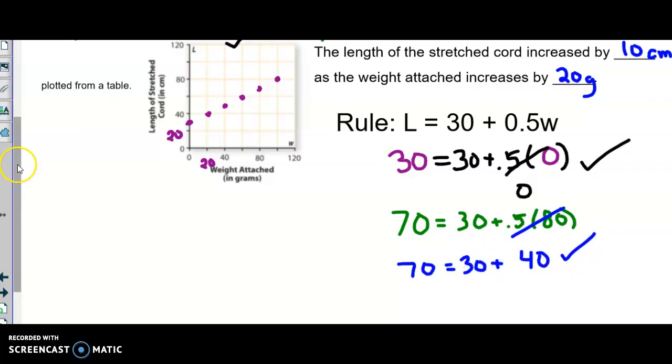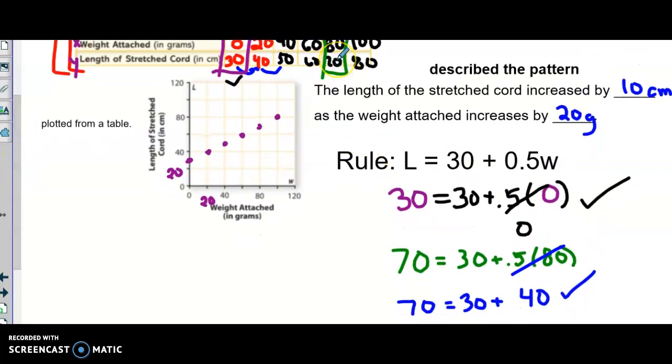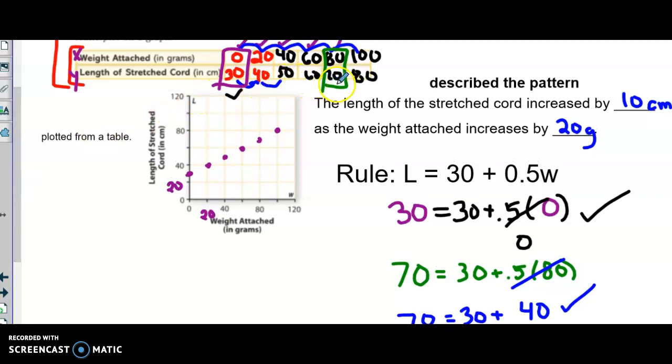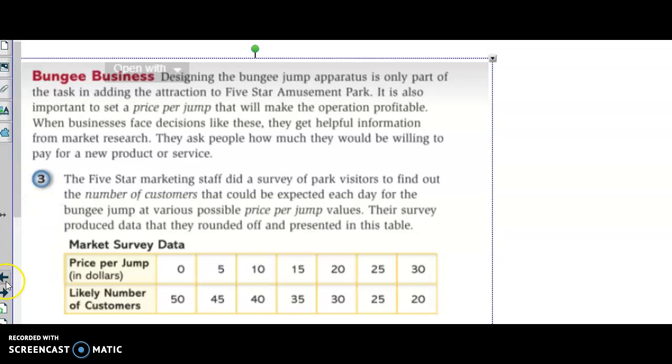So this is a good match. It checks out. And in fact, you could check all of the different data values and this rule would work. So this is a good rule for this scenario. All right, let's take a look at our next problem.